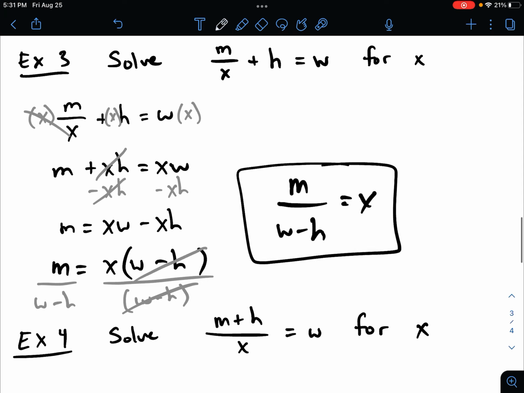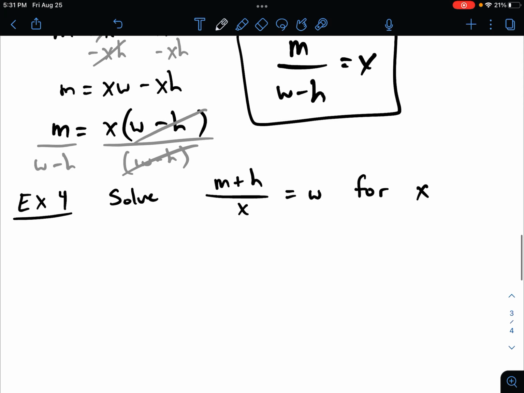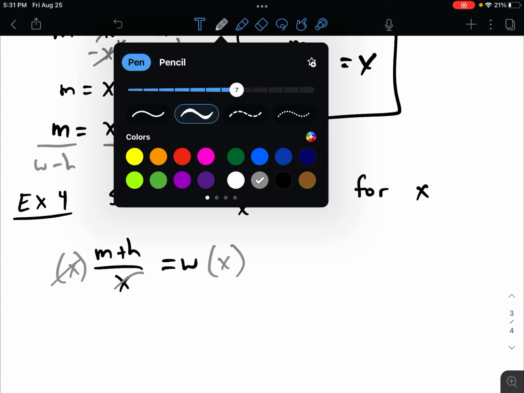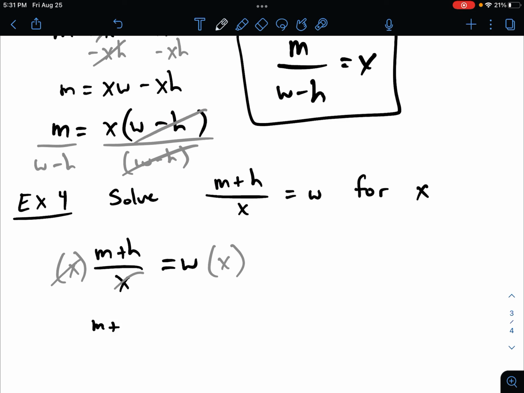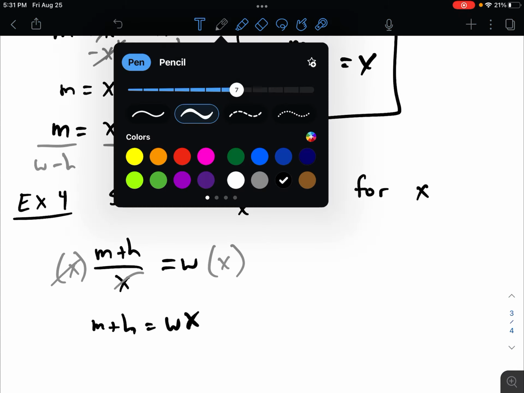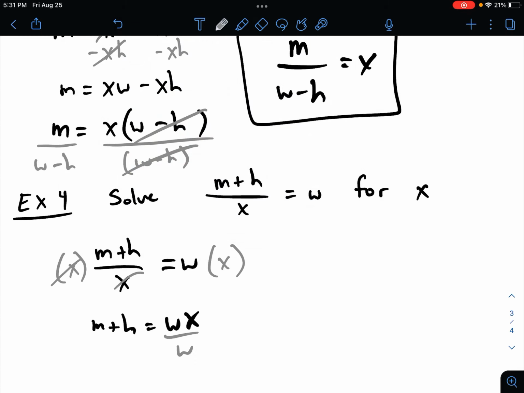One more similar problem, notice the similarities here. Again, we're solving for x, so I'm going to take this and try to get it out of the denominator. So I'm going to multiply both sides by x. And these x's cancel. Now we're just left with m plus h equals wx. And at this point, I'm going to try to get rid of this w because then I'm done. So if we divide both sides by w, they cancel now, and we've got x equals m plus h over w.